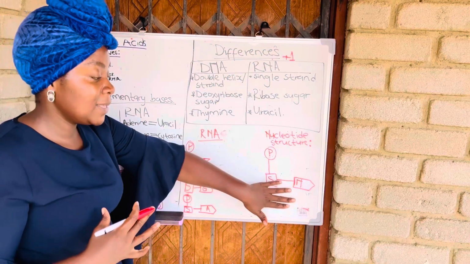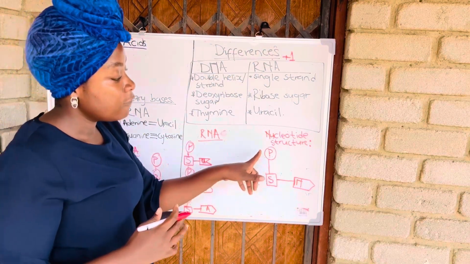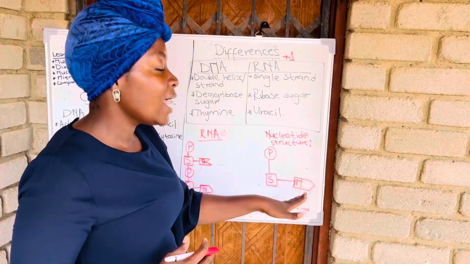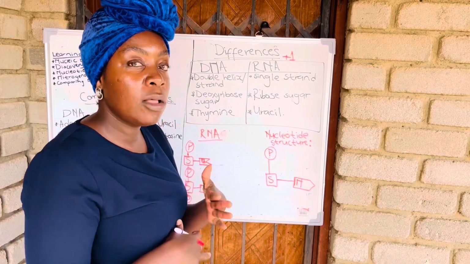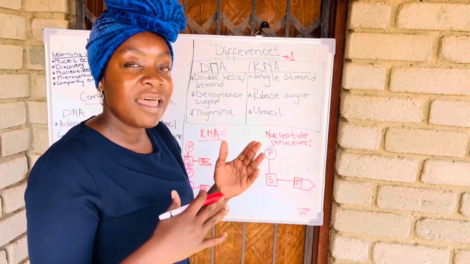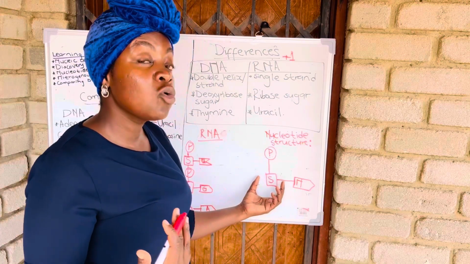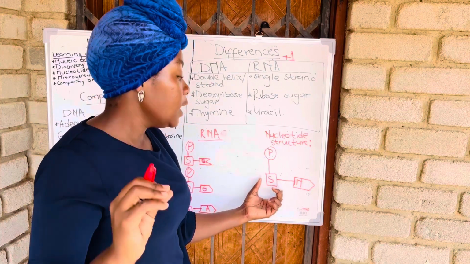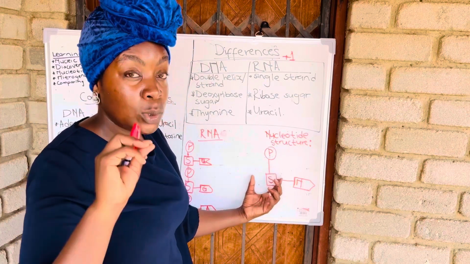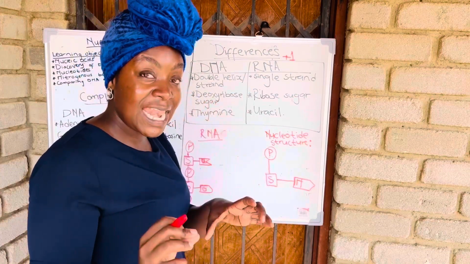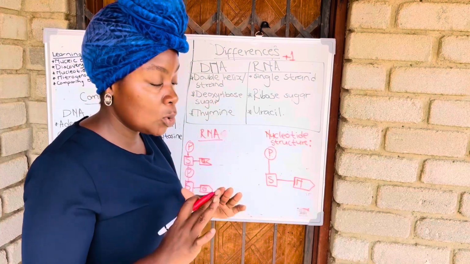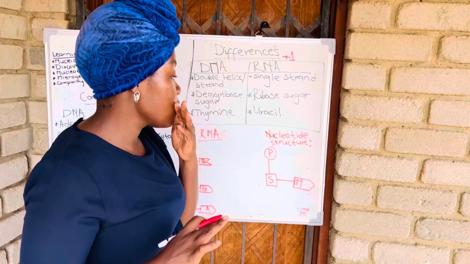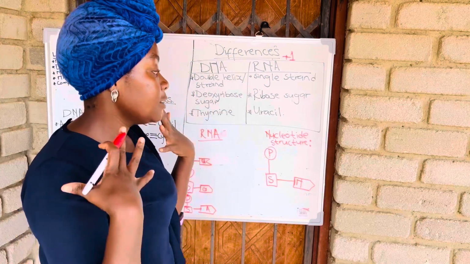This is the basic structure of a nucleotide: the phosphate group, the sugar, and the nitrogenous base. The nitrogenous base can be uracil, guanine, cytosine, thymine, or adenine. The sugar depends on the nucleic acid you're talking about. If it's DNA, it's going to be a deoxyribose sugar. However, if it's RNA, it's going to be a ribose sugar. And the phosphate never changes. The phosphate remains the same.